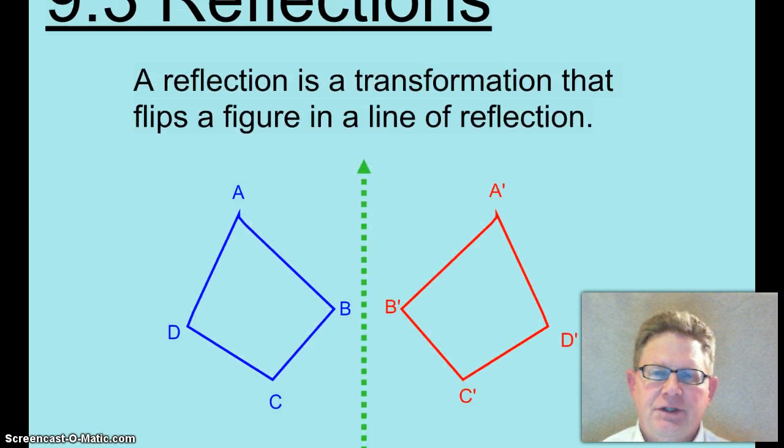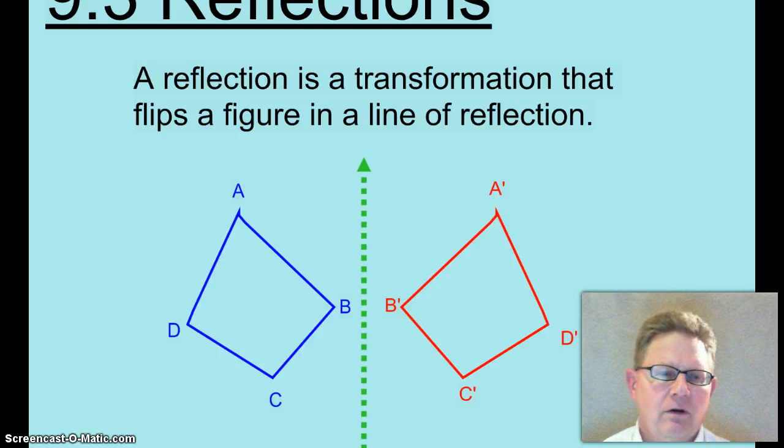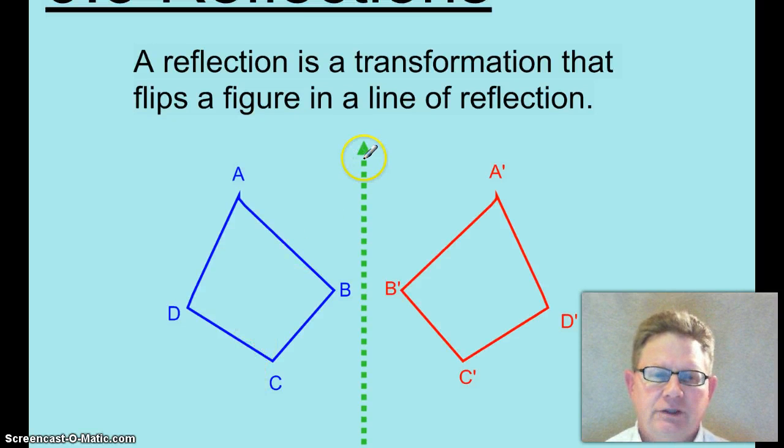A reflection is a transformation that flips a figure in a line of reflection. The green dotted line is the line of reflection, and the pre-image is mapped onto the image. And what happens is the distance from B to the line of reflection is going to be the same distance from B prime to the line of reflection.